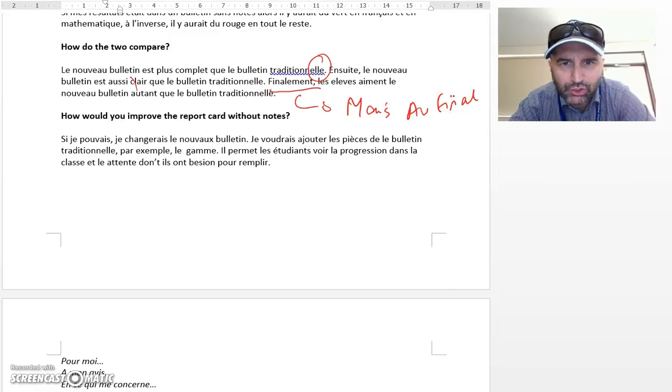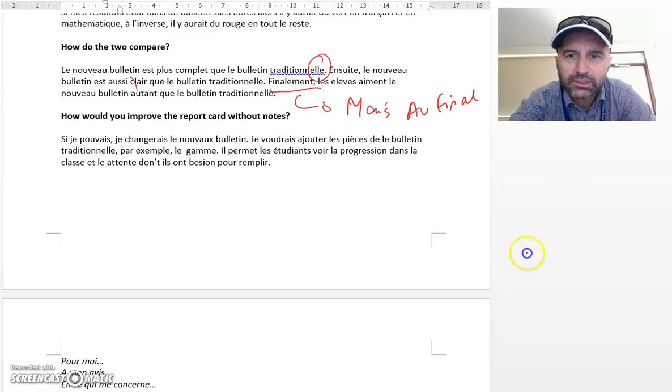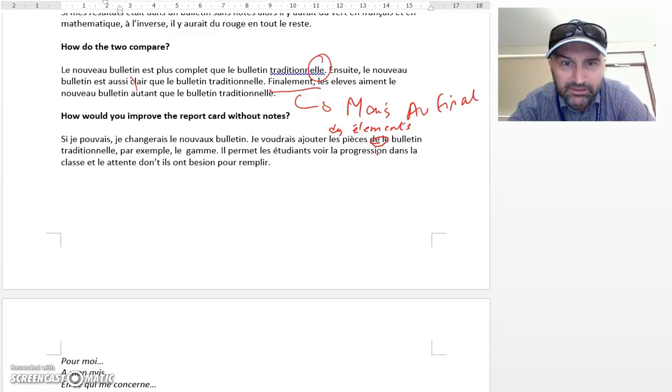Si je pouvais, je changerais le nouveau bulletin. Je voudrais ajouter. That's a good idea. No, don't use des pièces. Use des, not les. Des éléments. Same spelling as elements, but with an accent. Des éléments, and again, the de le becomes du. Du bulletin traditionnel. Par exemple, la gamme.